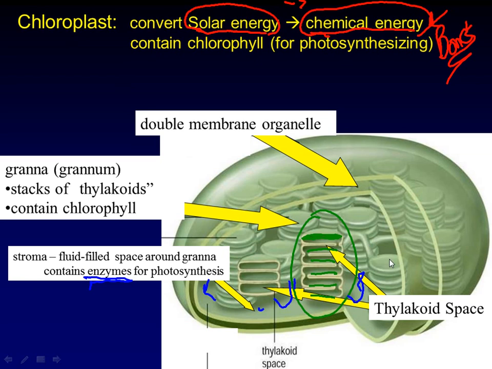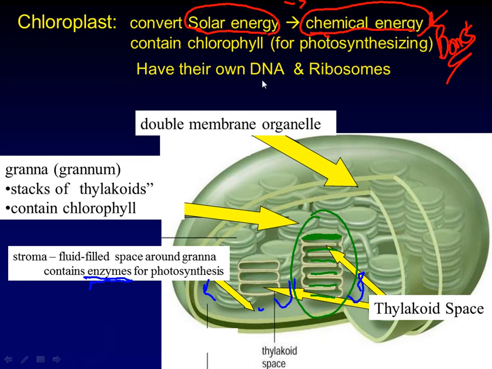Okay, so what do we have here? We have chloroplast, double membrane. The whole thing right here is called grana. Each individual one is a thylakoid. That's where the chlorophyll is. The fluid surrounding the grana is called stroma, and lots of enzymes. Half of photosynthesis takes place in the grana, half of photosynthesis takes place in the stroma. We'll talk about that later.